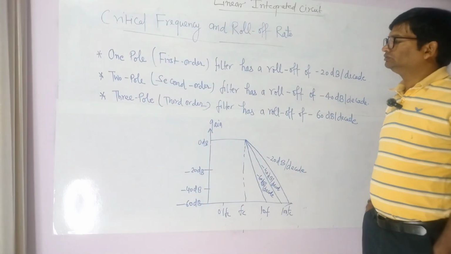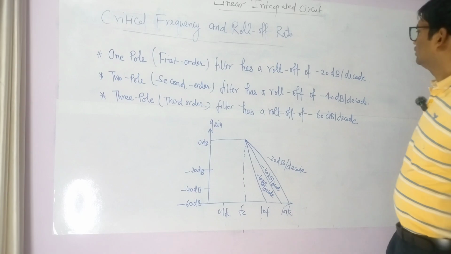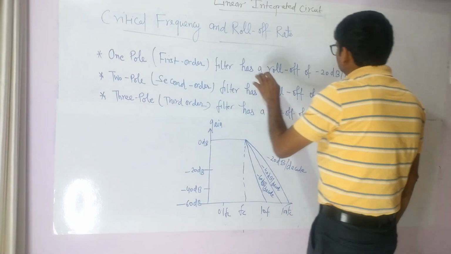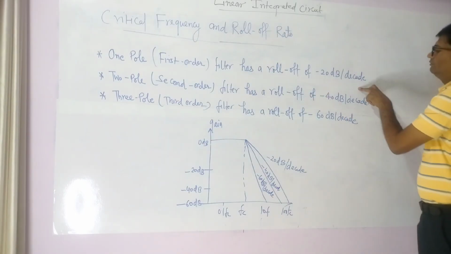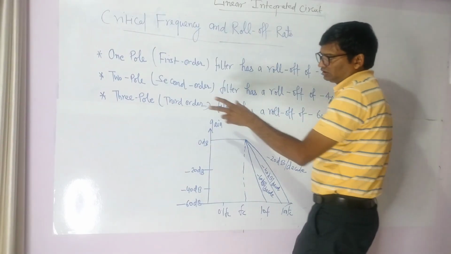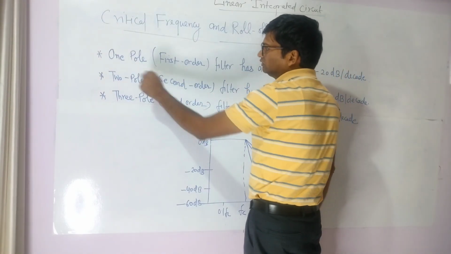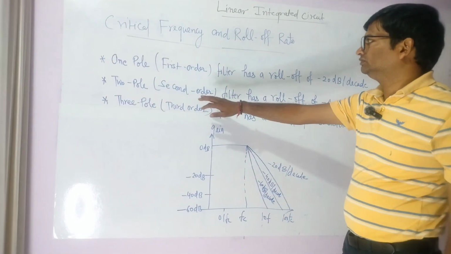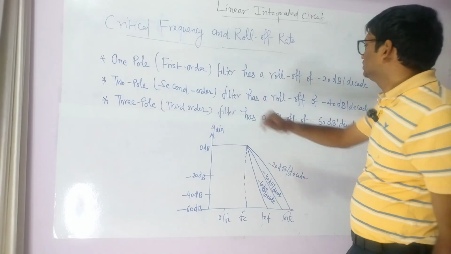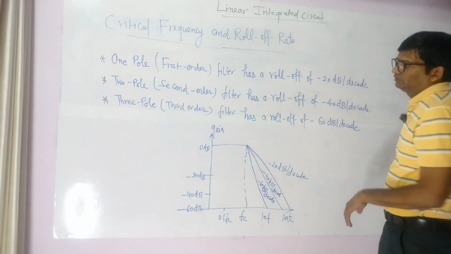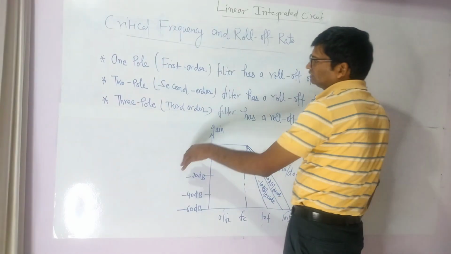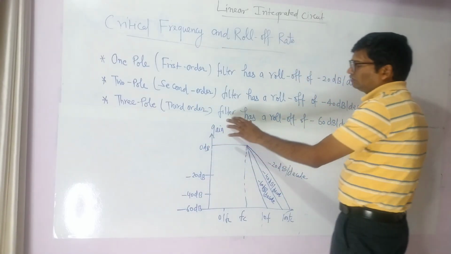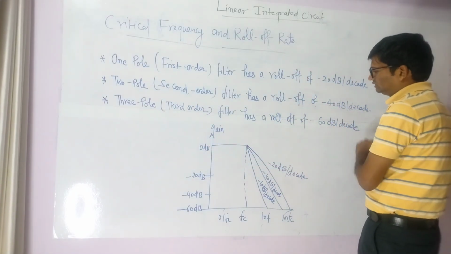We want to calculate this roll-off factor. Suppose that we have one pole, which means first order. The roll-off factor is minus 20 dB per decade. Suppose that we have two poles. Two poles means a two RC network, so second order. This filter has a roll-off of minus 40 dB per decade. Next, suppose that we have three poles. It means third order, with a three RC network connected. The filter has a roll-off of minus 60 dB per decade.